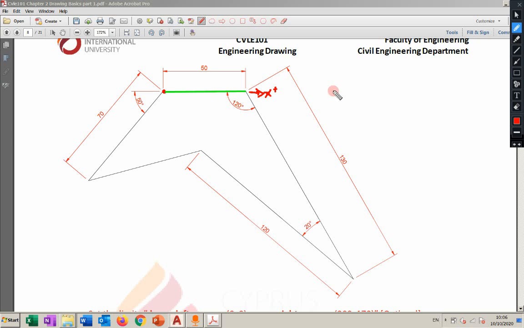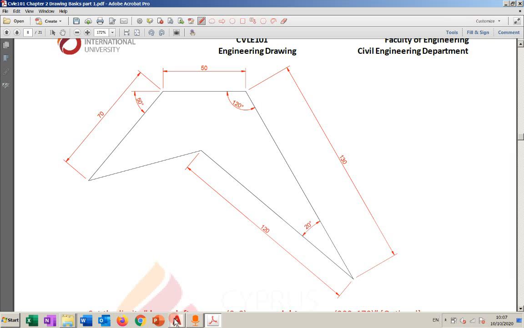We're going to write it like this: at 50, then this symbol, 0 for the angle. Why? Because the line that we have is directly on the positive x-axis, so the angle will be 0. So we're going to go back to AutoCAD.